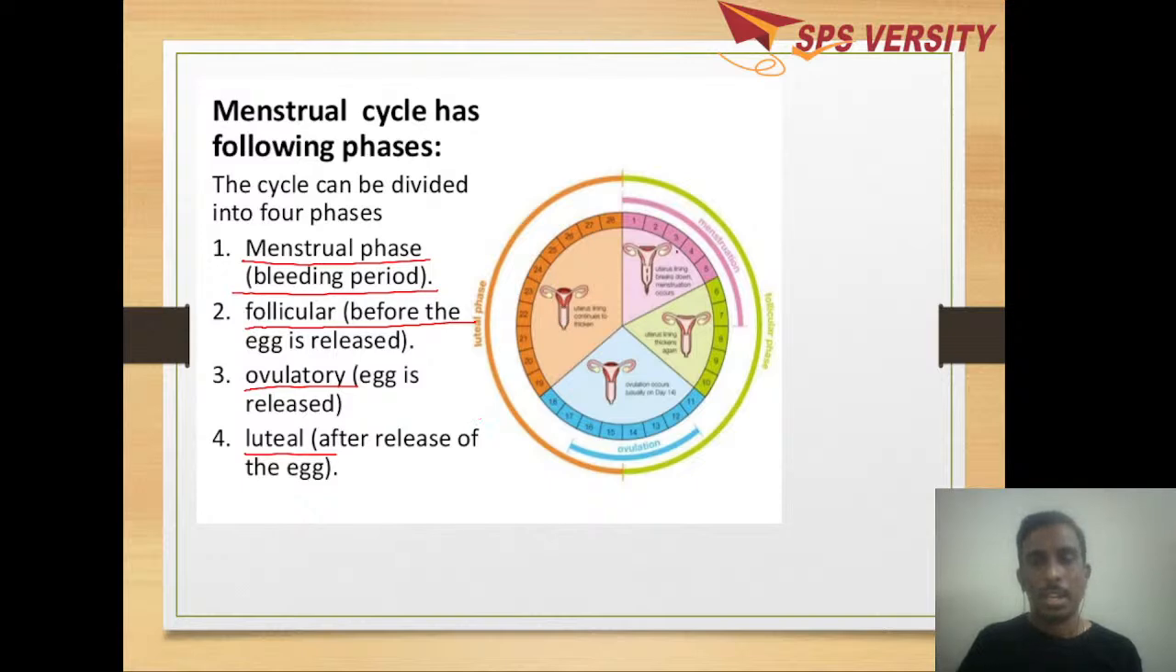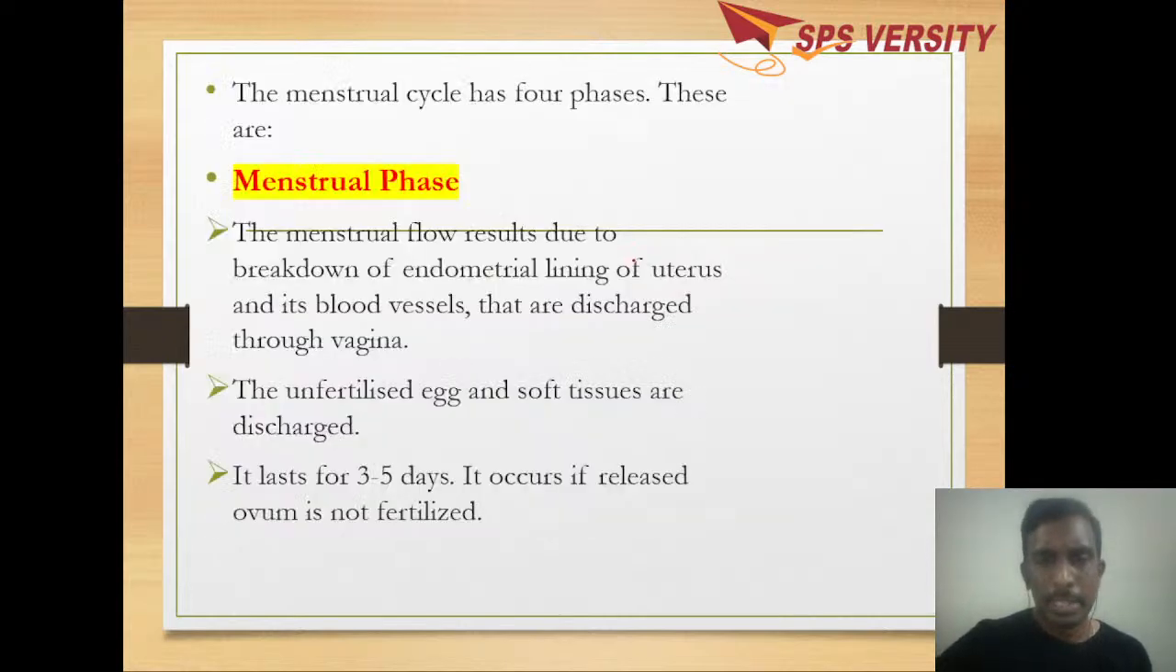So if you take this, the first few days, that is 1 to 5 days, is menstruation. Then comes what we call the follicular phase. Next is the release of the ovum, that is the egg, the ovulatory phase. And the last one, which lasts up to 28 or 29 days, is the luteal phase, where many changes will take place. So we'll start our discussion with the menstrual phase, the first, initial phase.